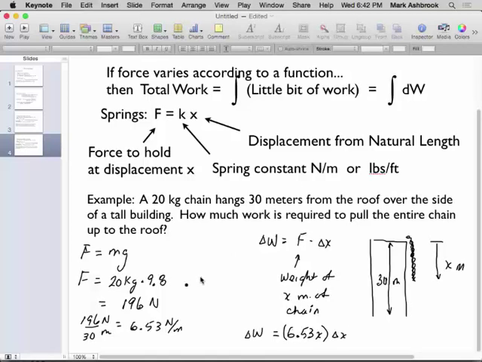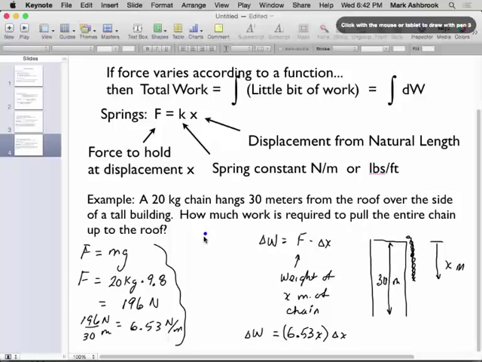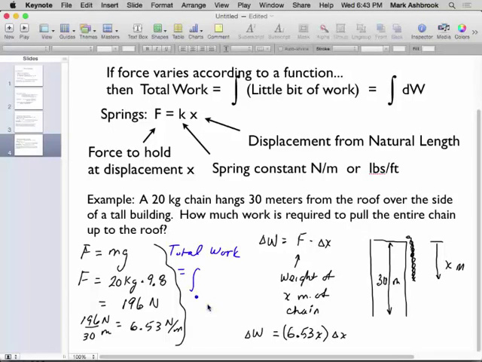So now we're going to sum all those up. So this was our setup work here. We'll do it in blue. So now the total work is going to be the integral. So x goes from what to what? 0 to 30. Of the little bit of work that we do at every length x. 6.53x dx.